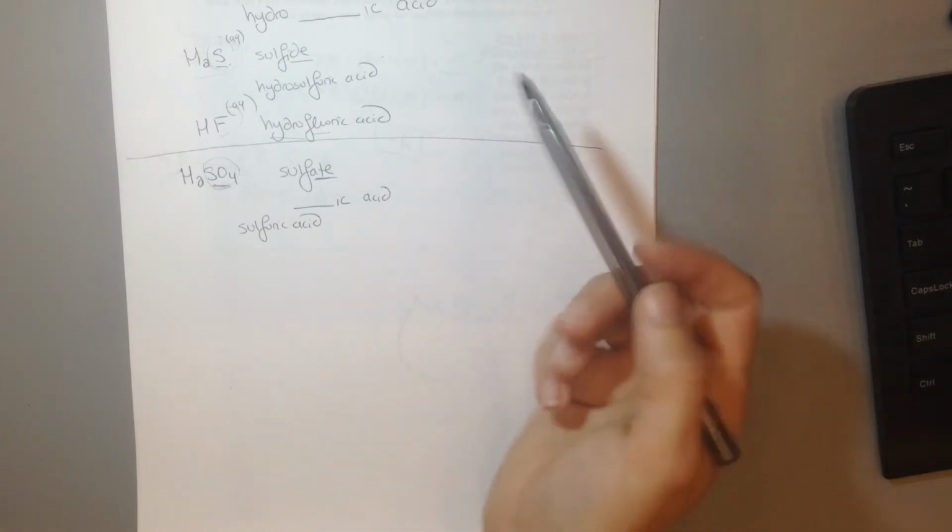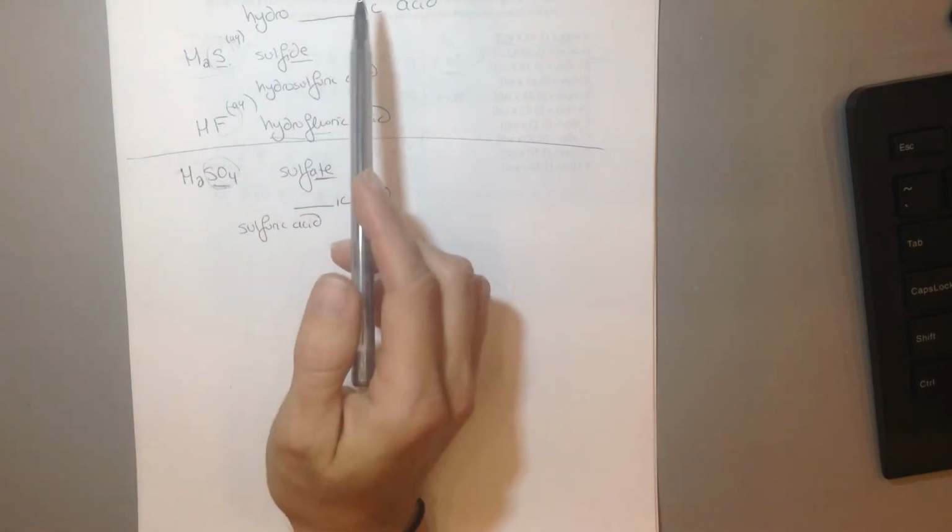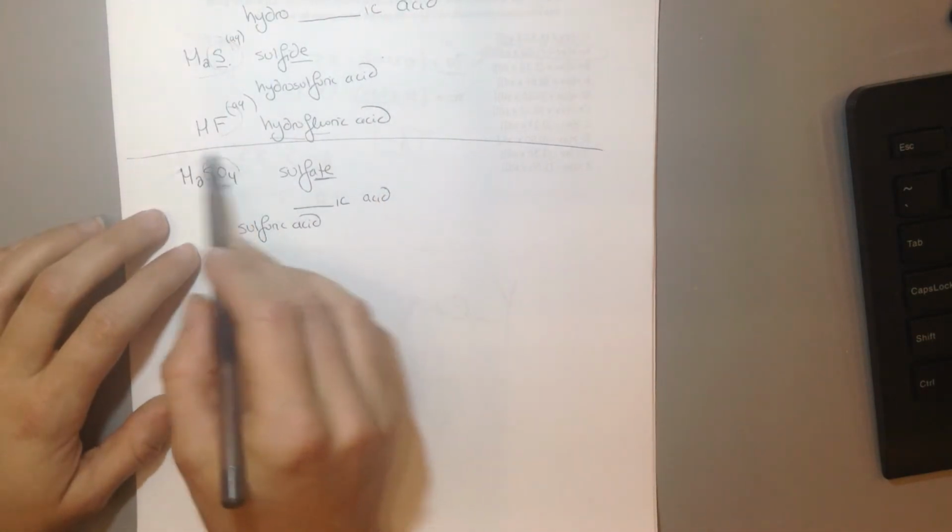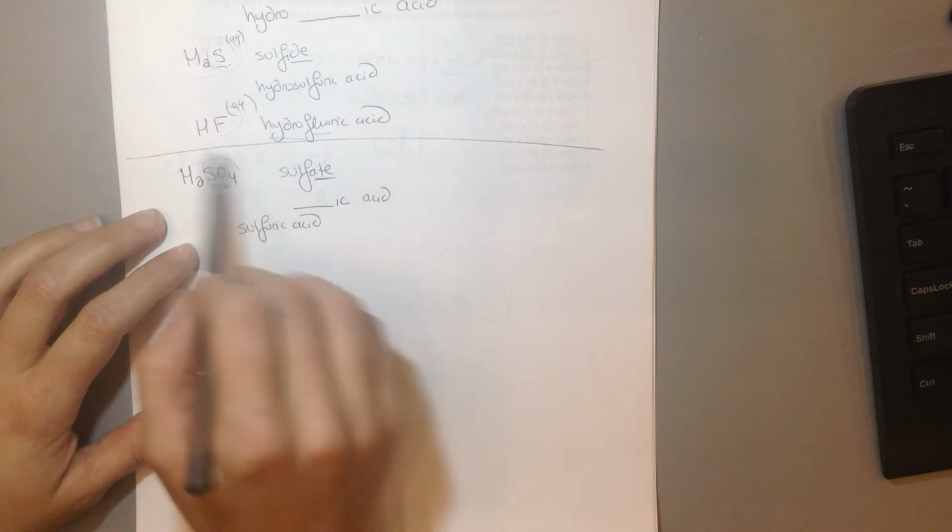Yes? When you do these, are you going to go from the name to the formula, or the formula to the name like we're doing here? Either one. I think doing it this way is more difficult than going from the name to the formula, but you should be able to do both ways. I might ask you both ways.